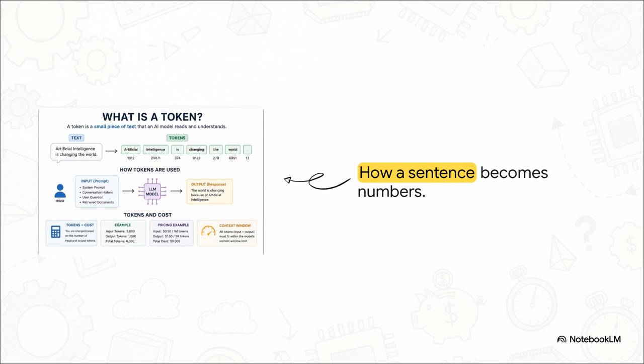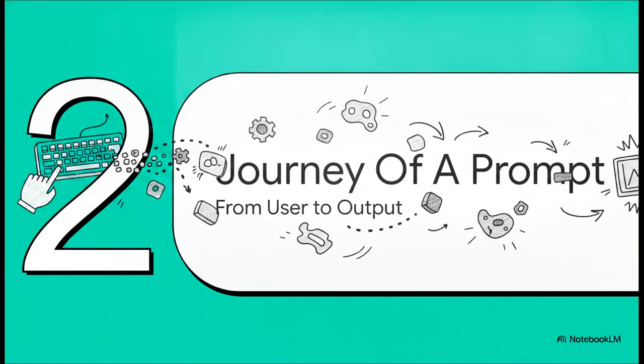Even the period at the very end of the sentence is its own separate token, assigned the number 13. Why? Well, because punctuation dramatically changes the context of a sentence, right? Which means it drastically shifts the probability of what word should follow it. So this whole process literally transforms our text into a strict sequence of numbers, so the AI's mathematical core can actually compute it. Moving on to Section 2, the journey of a prompt, from user to output.